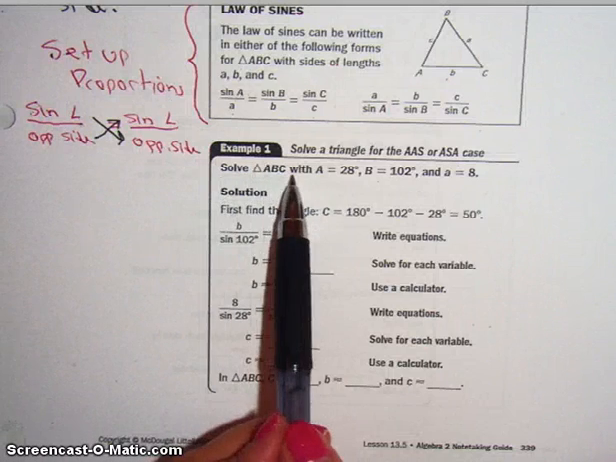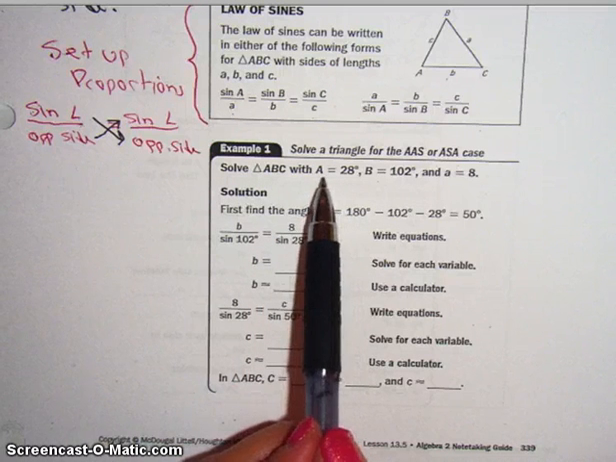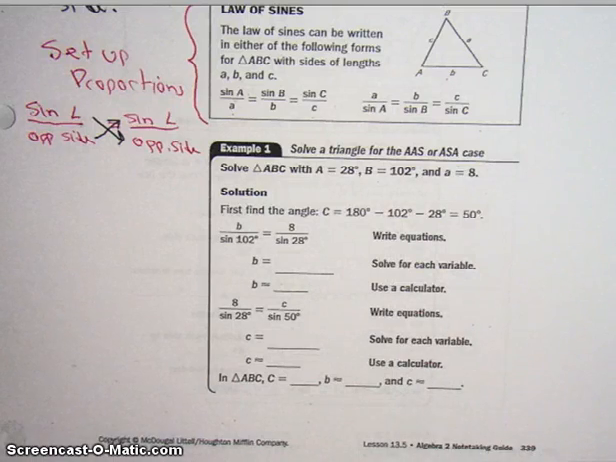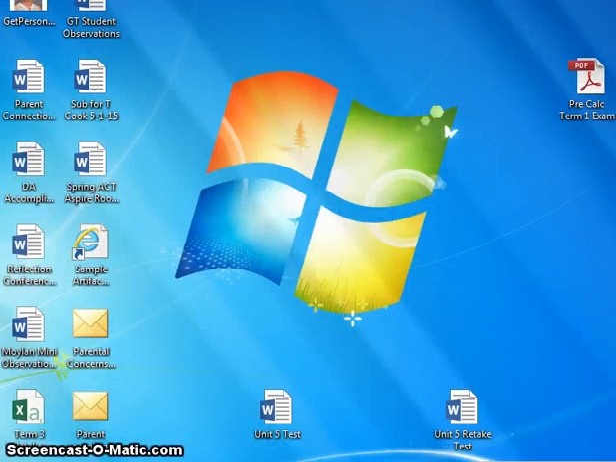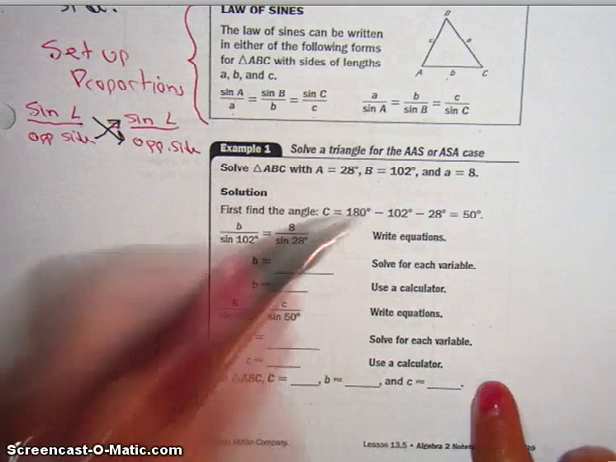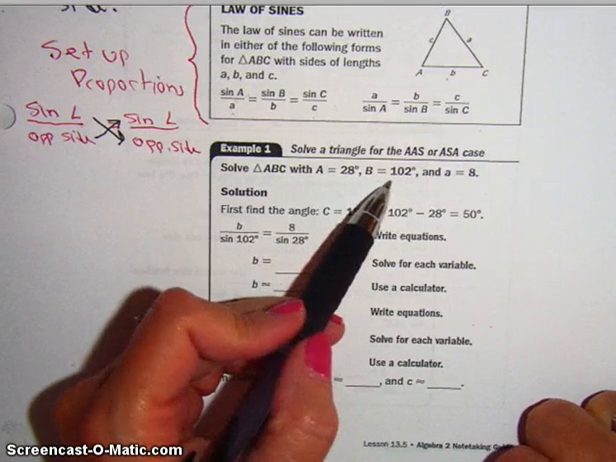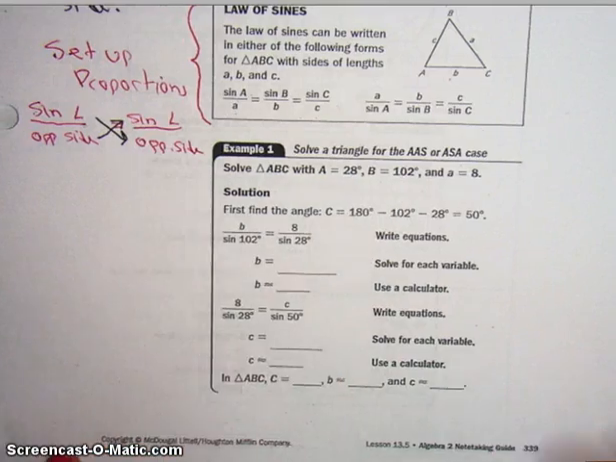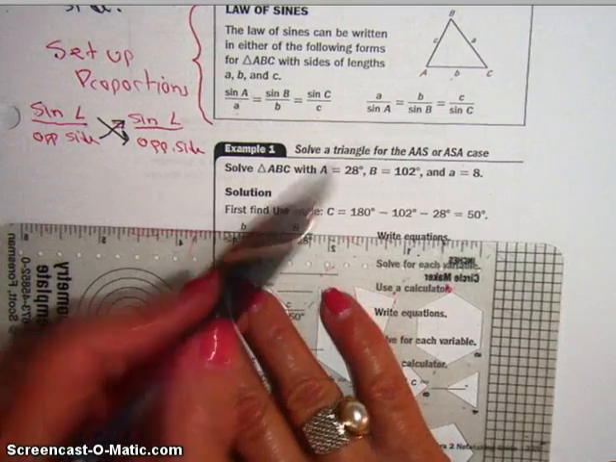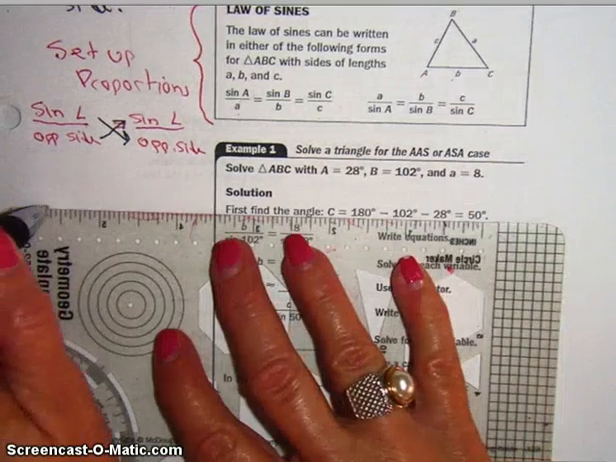Solve triangle ABC. That means find all the missing angles and missing sides. They give you angle A and they give you angle B. Now remember my note above said if they give you an angle or two angles, make sure those go on the bottom side. So when you draw your picture, now keep in mind 102, is that bigger than 90 or less than 90? Bigger. So when you draw it, this is going to be an obtuse triangle. We're going to put A and B on the bottom side.